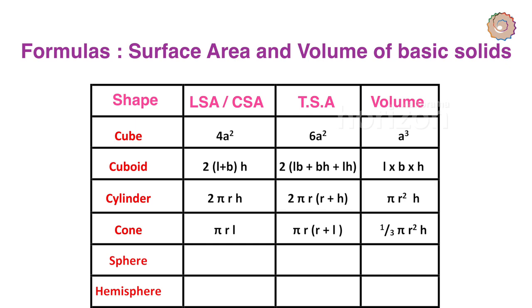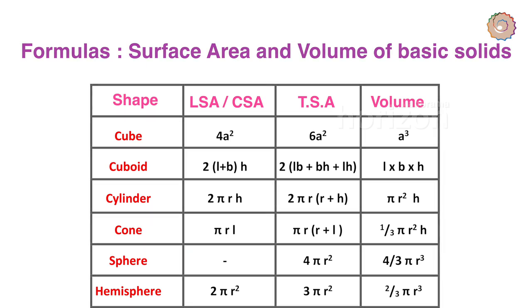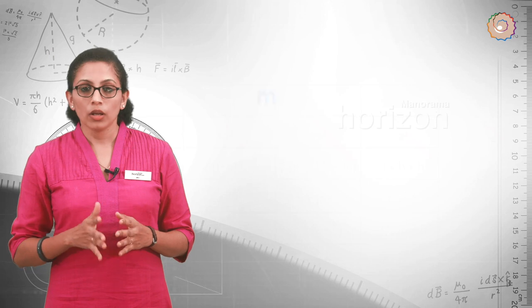Now, come to the case of a sphere. What is the total surface area? Total surface area is 4 pi R square and the volume is 4 by 3 pi R cube. Now, for a hemisphere, curved surface area is 2 pi R square and the total surface area is 3 pi R square, while the volume is 2 by 3 pi R cube.